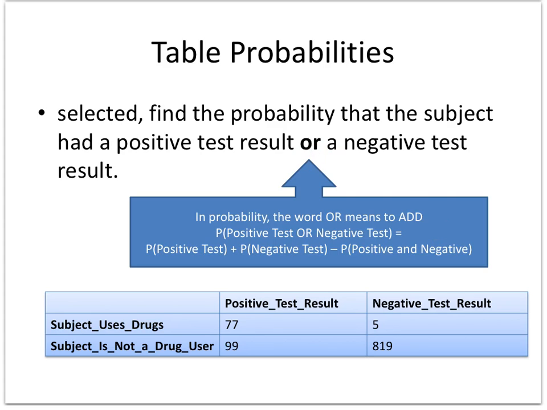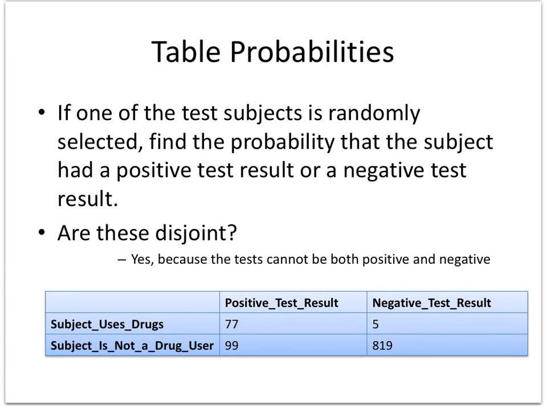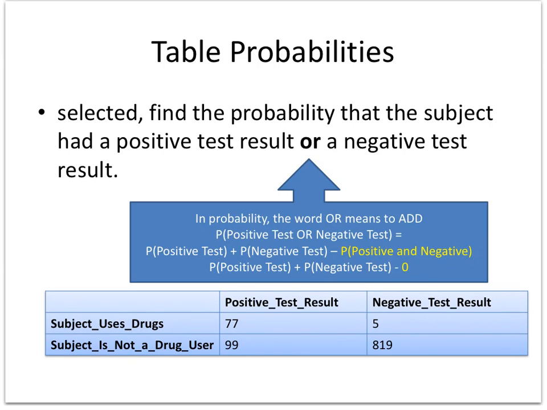The definition to add probabilities is to find the probability of a positive test or a negative test: you find the probability of a positive plus the probability of a negative, and you subtract out the overlap, the intersection between the two. This overlap right here is if they are not disjoint. So are they disjoint? Yes, they are, because the test cannot be both positive and negative. So this piece right here just becomes 0. We don't have to worry about it, but we like to always write it out in the formula so we don't forget about this piece right here.